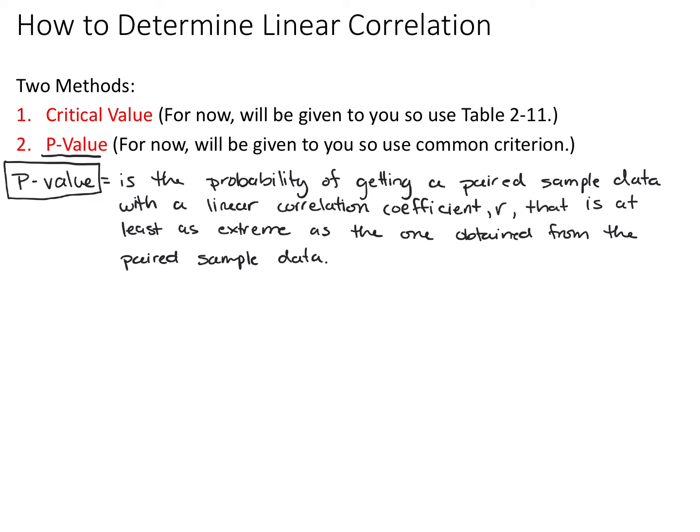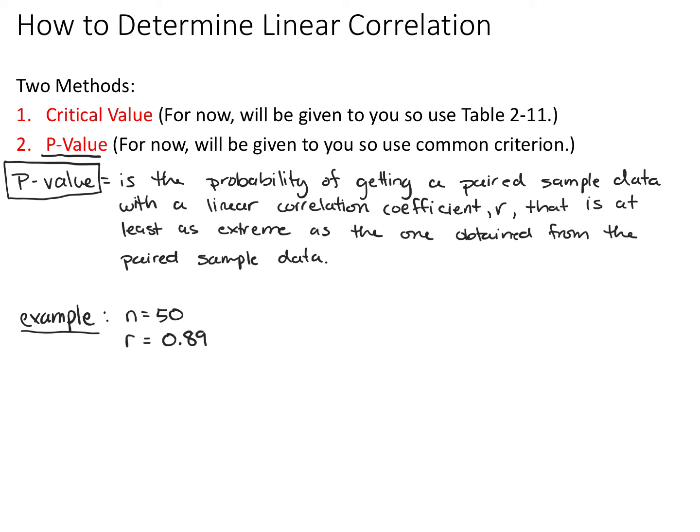What do we mean by this? Let's take a look at an example. I'm going to make up some numbers here, but let's suppose that you collect some matched or paired sample data, and let's say that your sample size is 50. So you have 50 ordered pairs, and then you create a scatter plot, and from that scatter plot, you calculate the correlation coefficient. Again, in this section, the correlation coefficient will always be given to you, but let's say the correlation coefficient is 0.89.